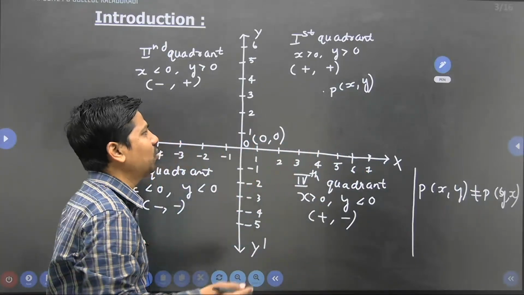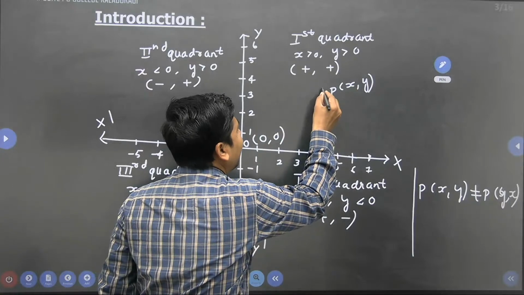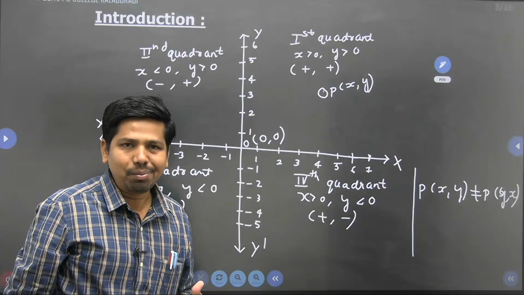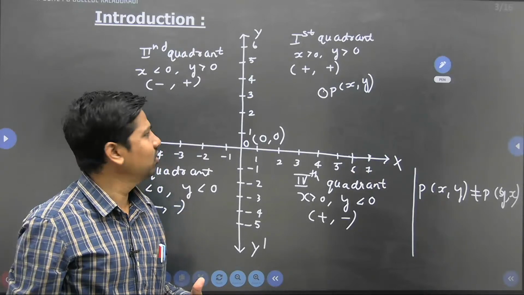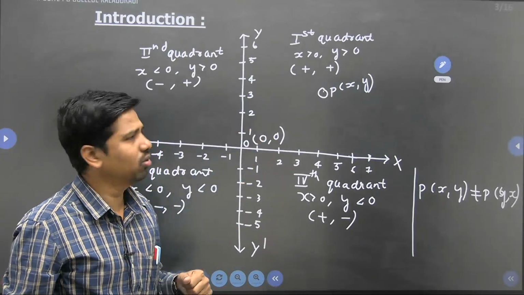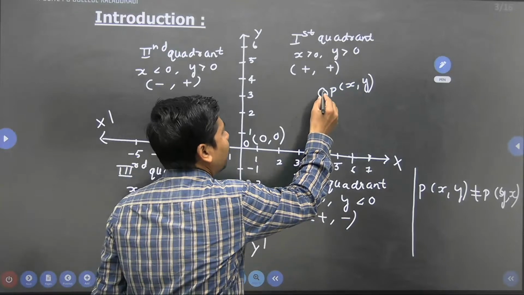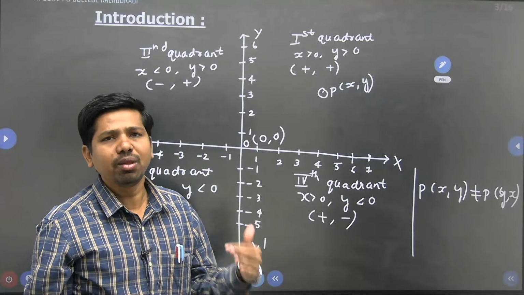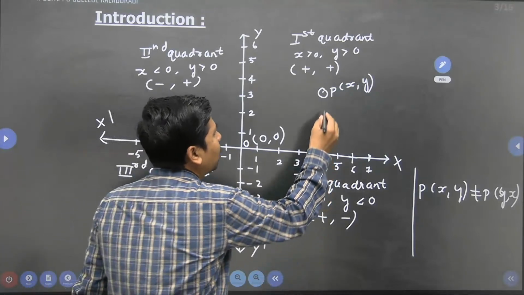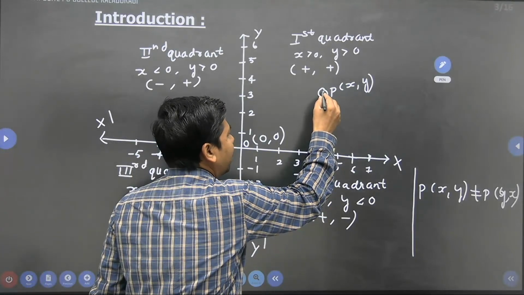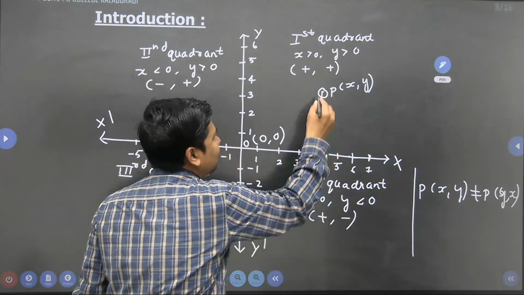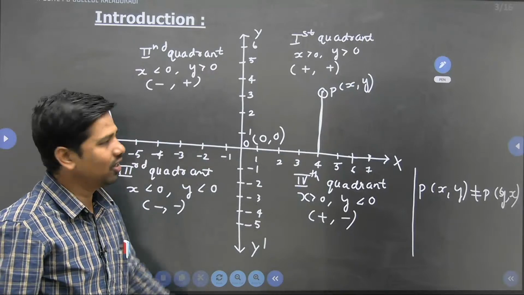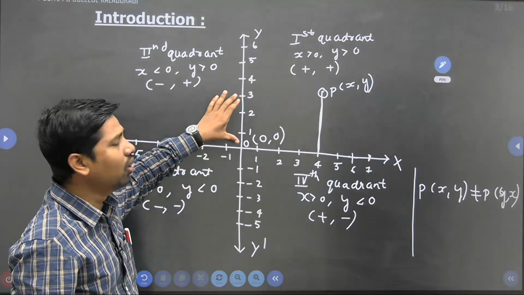So P of x comma y is any point in the xy plane, right? What is the perpendicular distance from that point to the y-axis? This point is how much distance from the x-axis, and how much distance from the y-axis? If I drop one perpendicular line from that point to the x-axis, what does this perpendicular line distance indicate? That perpendicular line distance indicates your y coordinate.